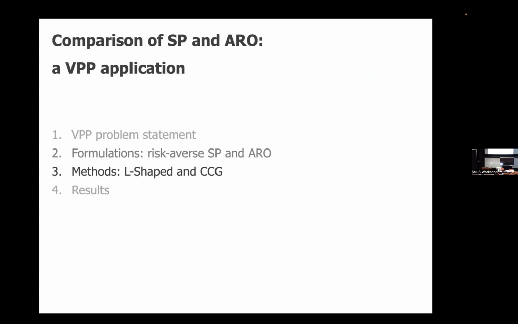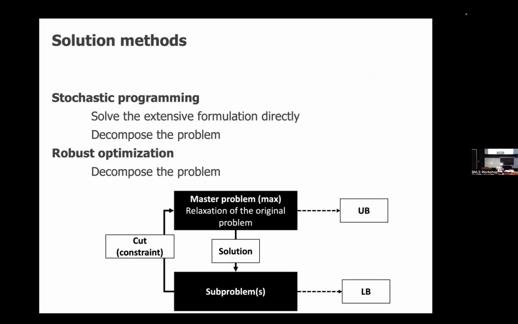Okay, so these are the formulations in a nutshell. And so how do we solve these types of problems? With the stochastic programming, we can solve the original formulation directly. It's just a very large problem, or we can decompose the problem. The robust optimization, we always have to decompose the problem because of the structure I'm going to show you.